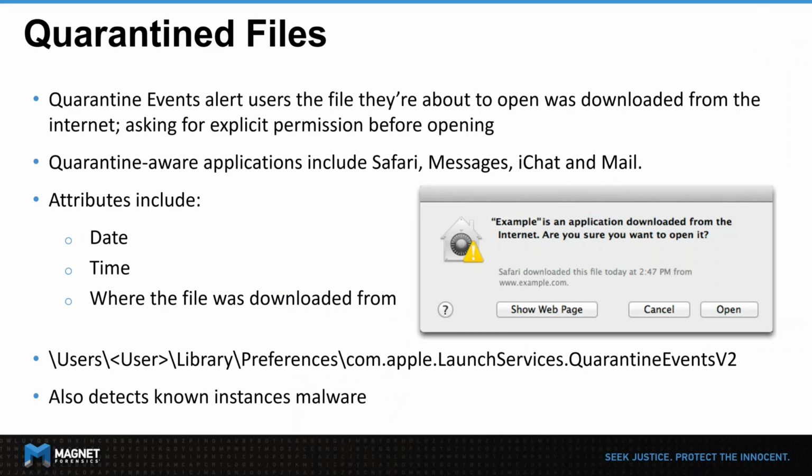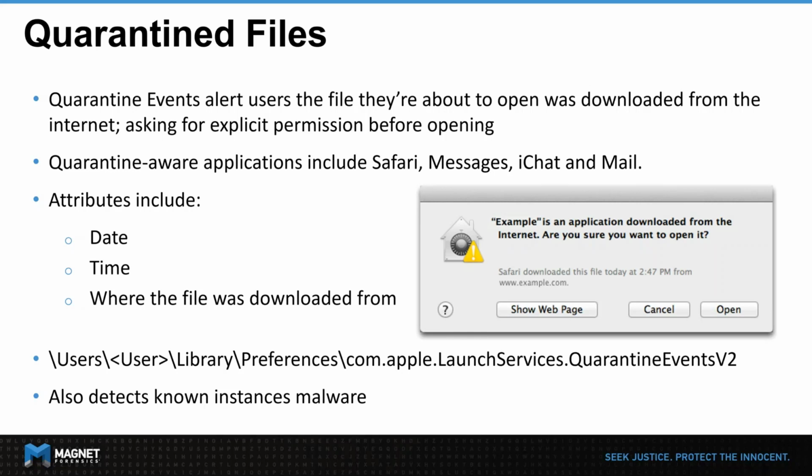Now, quarantine files, I love talking about quarantine files. Quarantine files give us a good idea of what's being downloaded and what people are doing inside their Mac. So this essentially will allow us to see a running list of the downloads that they've created. And this can be applications like Safari, Chrome, Opera, Messages, Mail. All of those will start creating quarantine files that we can look at. So we're talking about the Quarantine Events v2 database.